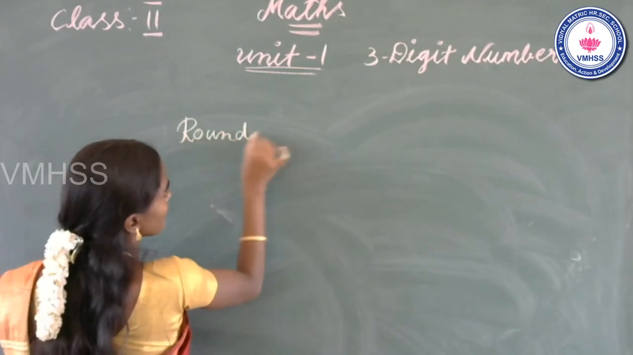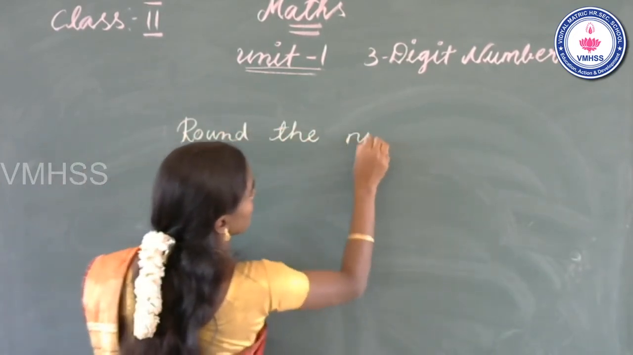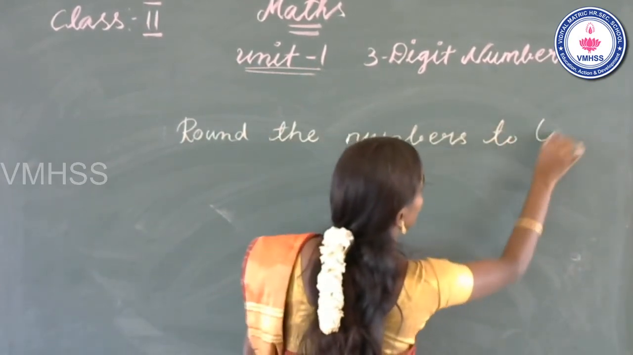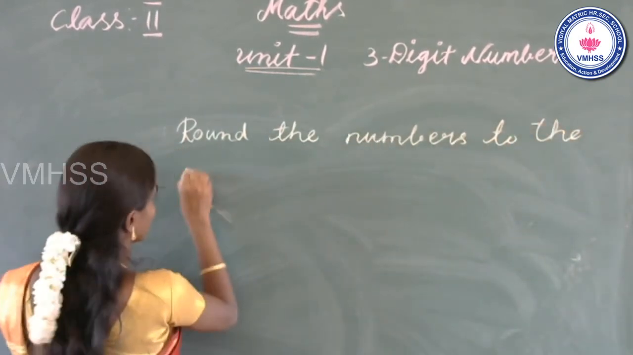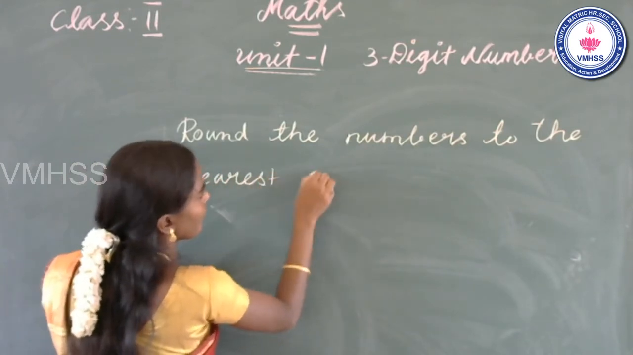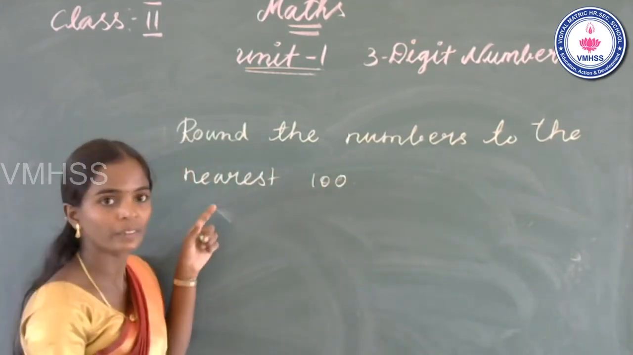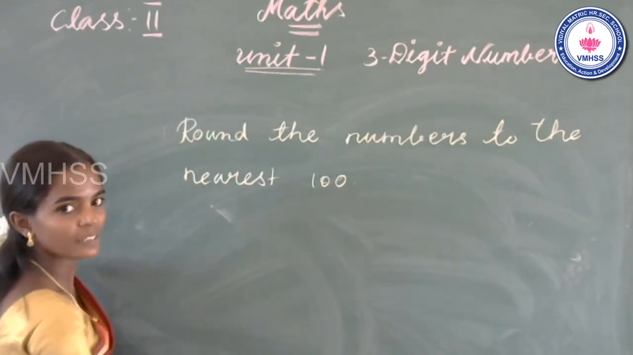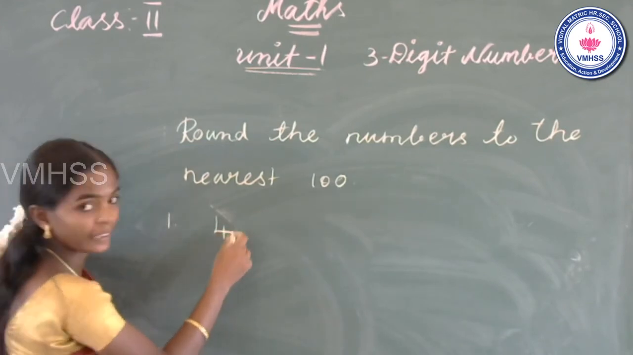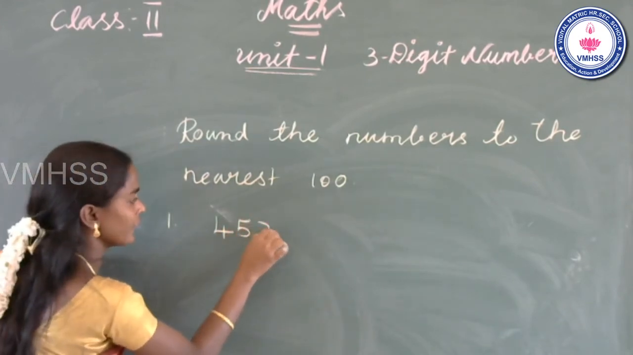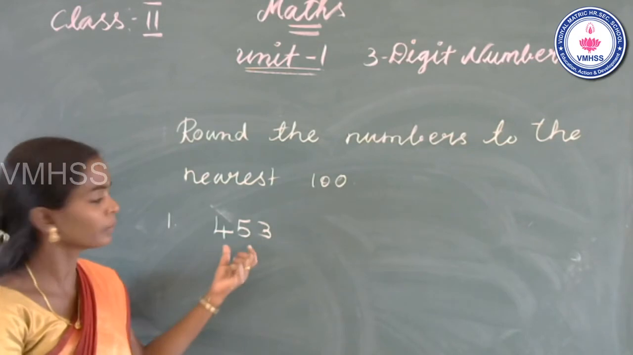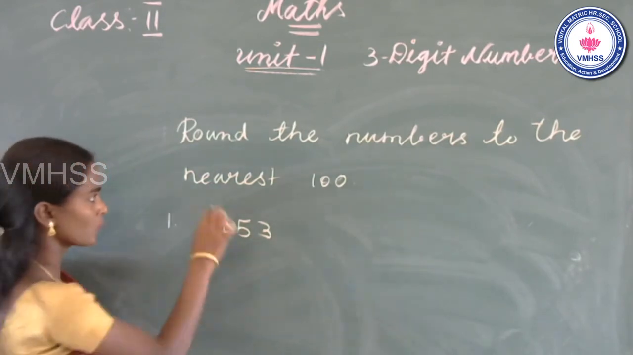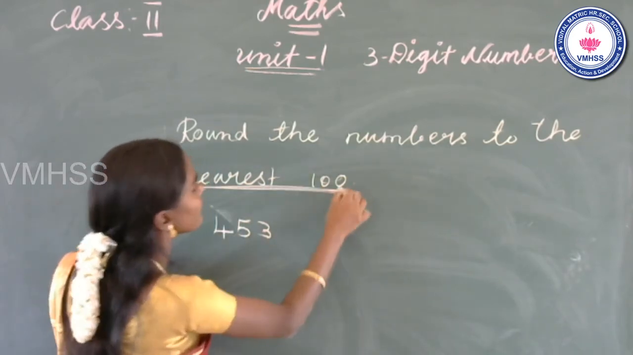Round the numbers to the nearest 100. Okay, the first number, 453. Children, listen. This question is nearest 100.